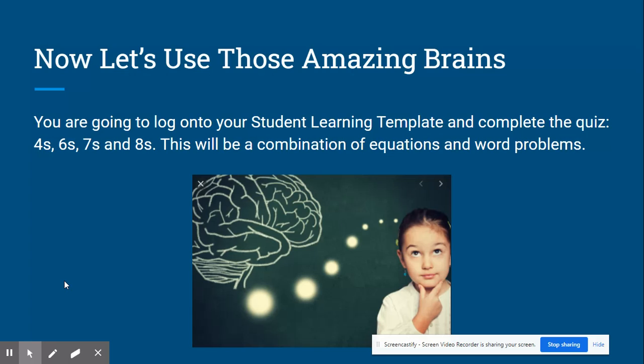Just to quickly remind you, when you are looking at a 4, what you're really looking at is a 2 and a 2. When you're looking at a 6, what you're really looking at is 1 and 5. When you're looking at 7s, what you're really looking at is 2 and 5s. And when you're looking at 8s, what you're really looking at is a 4 and a 4 or 2, 2, 2, and 2.